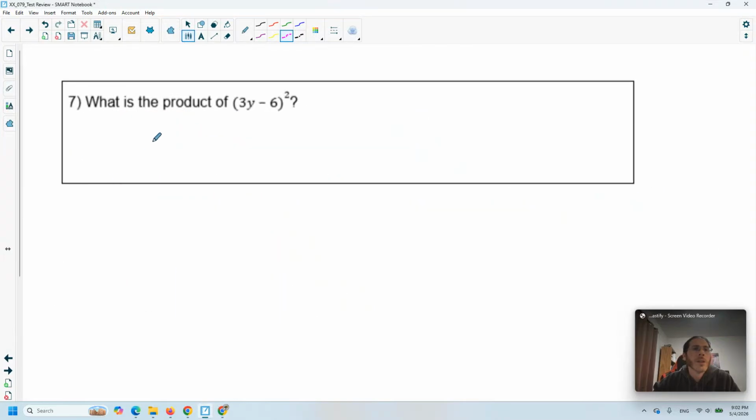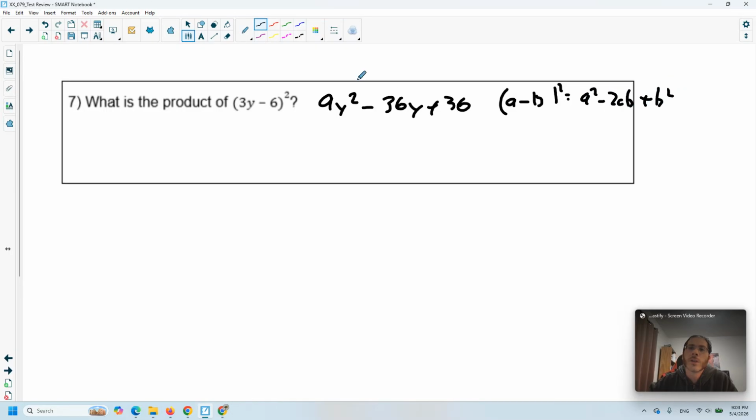All right. For 7, we need the product of this expression. So 3y minus 6 quantity squared. So the answer is going to be 9y squared minus 18 times 2 is 36y, and then plus 36. So again, if you want, you can use the trick. So remember, that's a minus b quantity squared is a squared minus 2ab plus b squared, where here a is 3y, b is 6. So again, we can just use the trick.